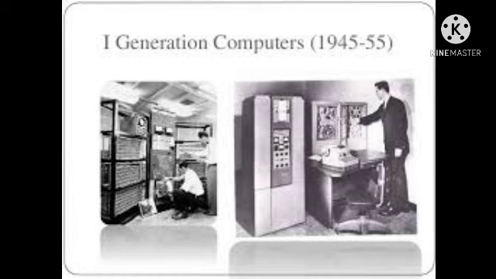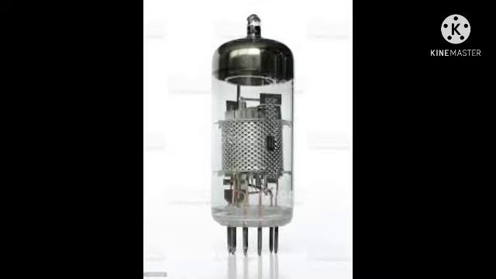Second generation, 1955 to 1964. In the second generation of computers, transistors replaced the vacuum tube. They had less size, less power, less heat, high speed, and cheaper price. In the first generation we used machine language, and in the second generation we used assembly language. So it has higher speed. For example, for the second generation, NCR 304 and IBM 7000, etc.